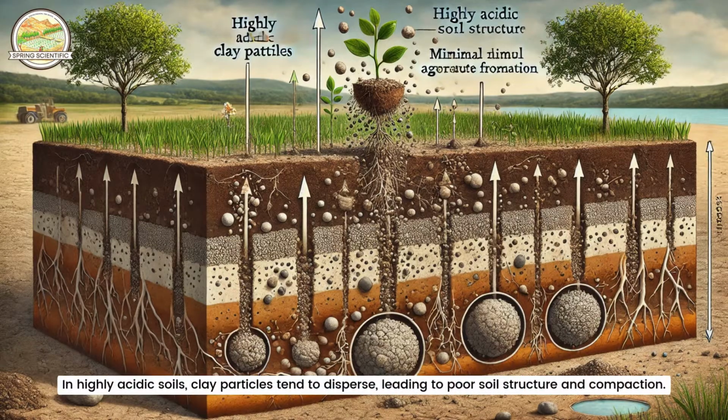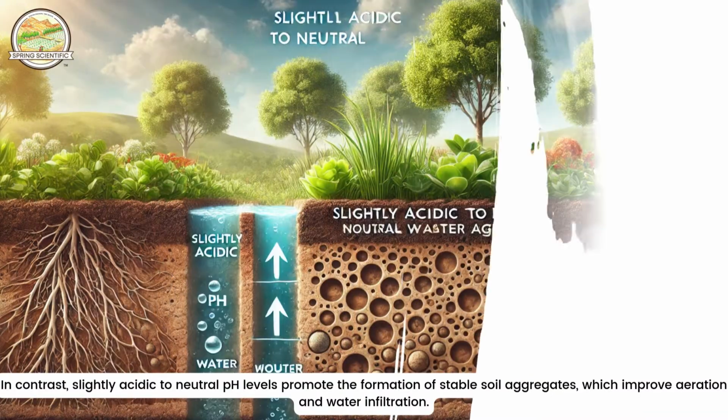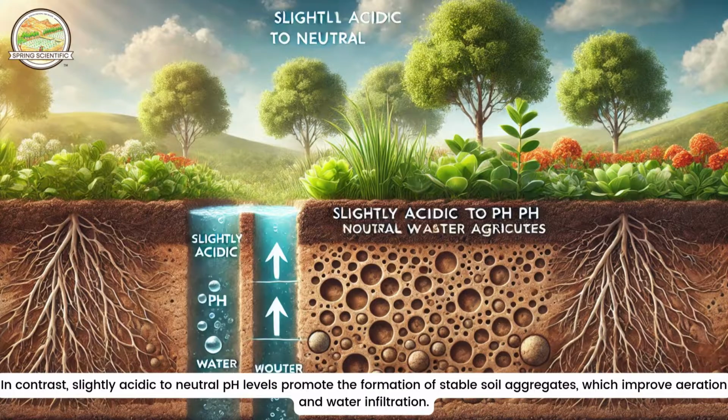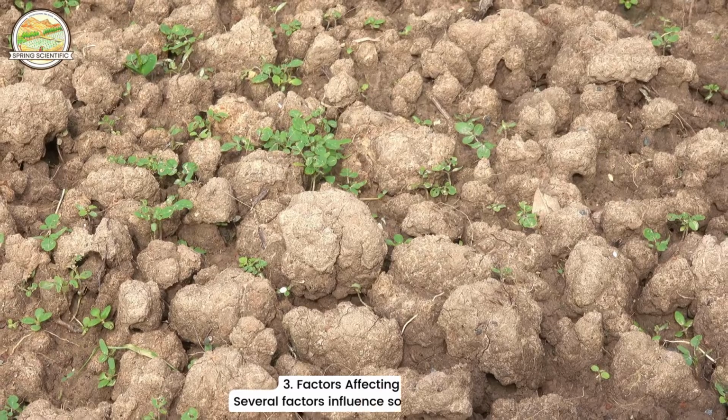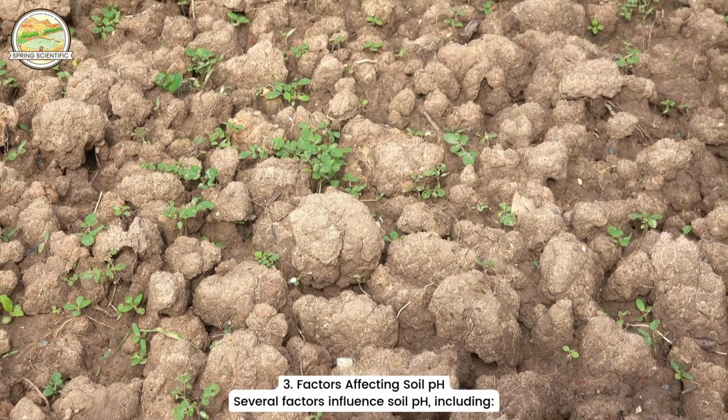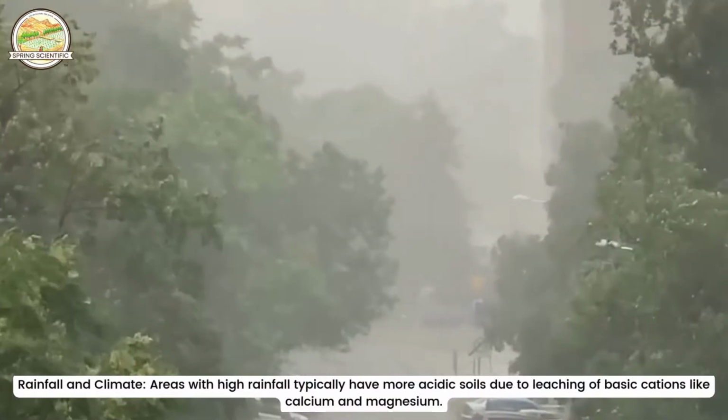In highly acidic soils, clay particles tend to disperse, leading to poor soil structure and compaction. In contrast, slightly acidic to neutral pH levels promote the formation of stable soil aggregates, which improve aeration and water infiltration. Several factors influence soil pH, including rainfall and climate.